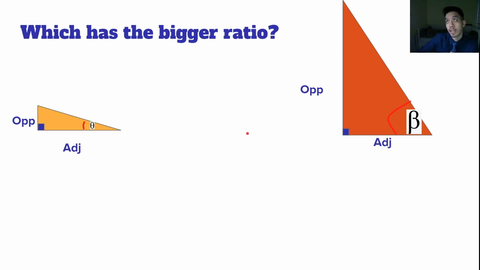Now we're going to use some of the labeling knowledge from before. Remember, this was our focus angle. Across from the focus angle is the opposite, and next to it is the adjacent. And across from beta is opposite, and next to beta is the adjacent. So the question now changes from which one has a bigger slope to which one has a bigger ratio when we divide these two things.